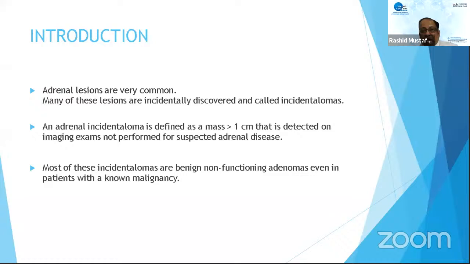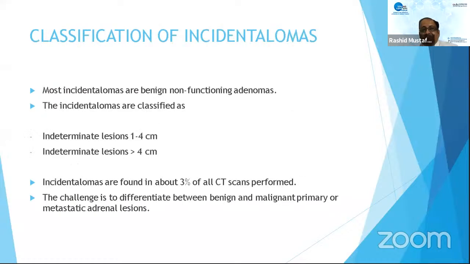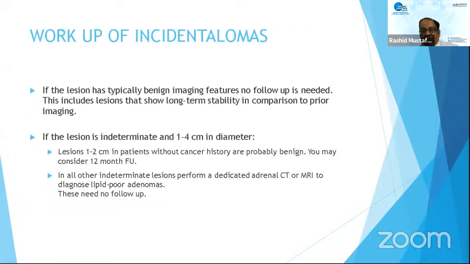Adrenal lesions are pretty common, and incidental lesions are classified into indeterminate lesions between 1 to 4 centimeters and indeterminate lesions more than 4 centimeters. In 3% of all CT examinations we get incidental lesions, and it's a challenge to differentiate between benign and malignant, primary or metastatic adrenal lesions.